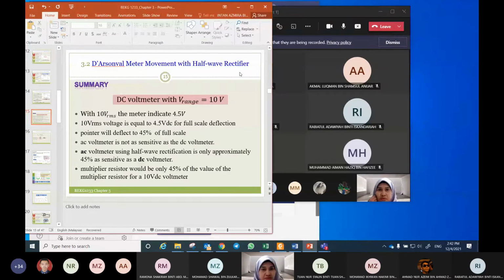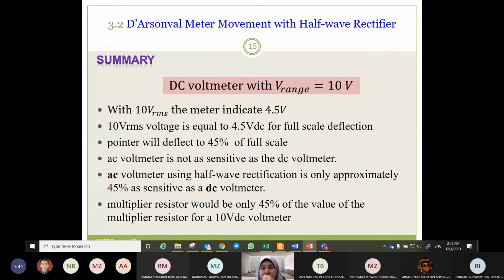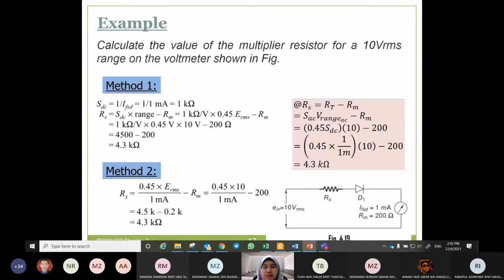Okay. So this is only an example. Okay class, now example. Again, the example is 10 VRMS. Calculate the value of the multiplier resistor, meaning that RS, for a 10 volt VRMS range on the voltmeter shown in figure 4.19. Okay, so this is voltmeter. The whole circuit is voltmeter.